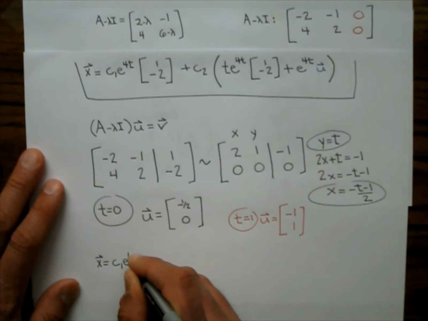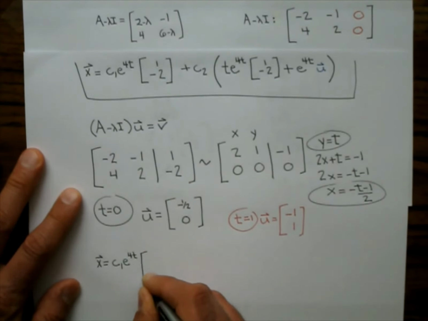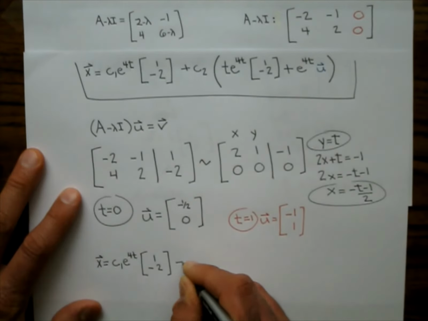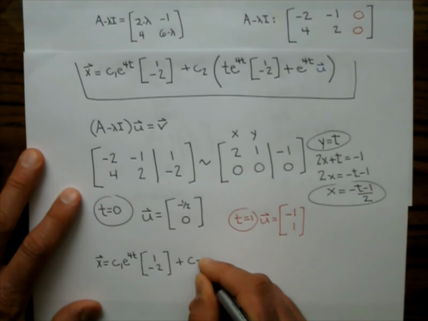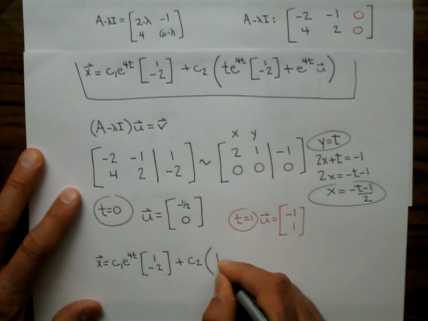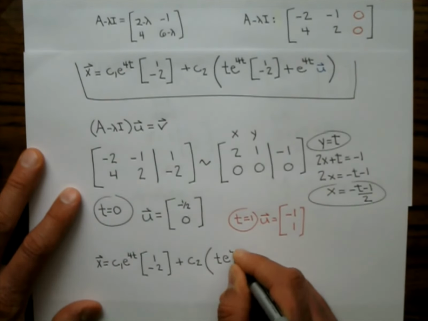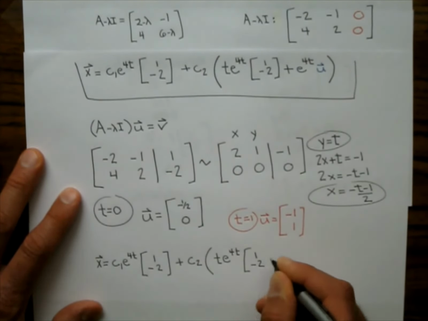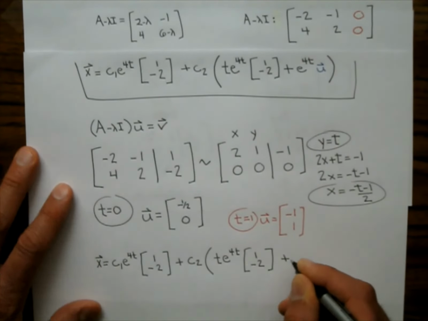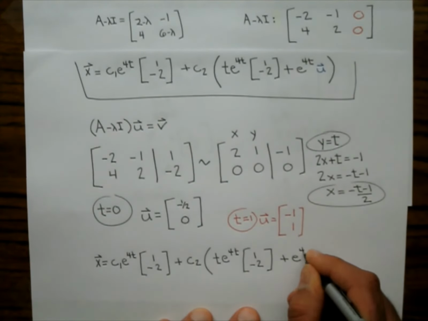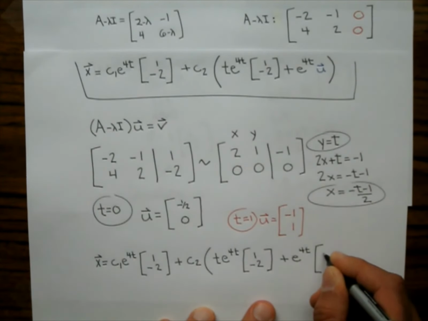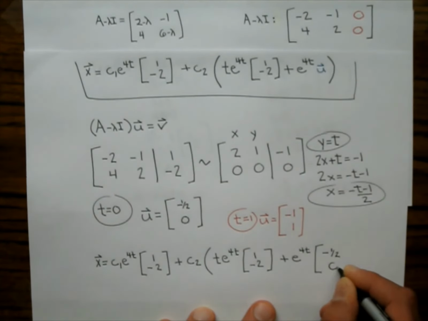C1 e to the 4t, 1, -2, plus C2, we have t e to the 4t, 1, -2, plus e to the 4t, and then I'm going to go ahead and put the -1/2, 0.